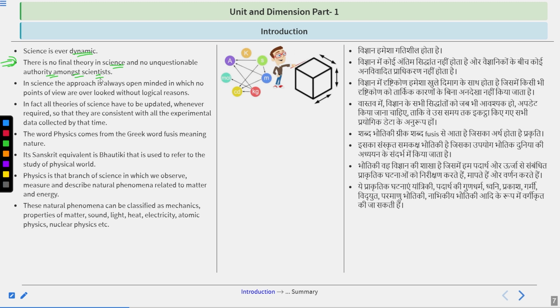This theory is not final. If I say that this theory is final, I'm wrong, because this theory also has some alternate theories with it. And there is no unquestionable authority amongst the scientists.